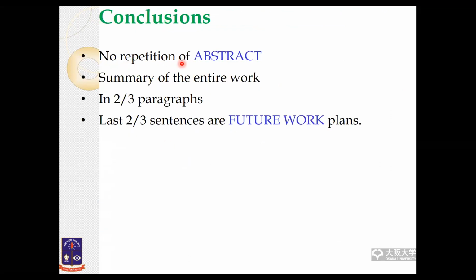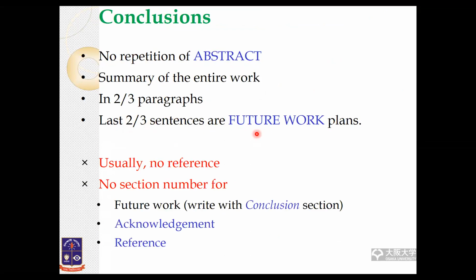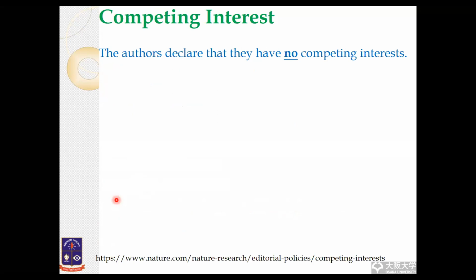Now I mention again that there should be no repetition of the abstract in the conclusions. Summary of the entire work, you can have 2 or 3 paragraphs. The last 2-3 sentences are usually future work plans, usually no reference, and of course no section number for future work. Usually we write the future work under the conclusion section. Acknowledgement, reference, no section number unless the template has.